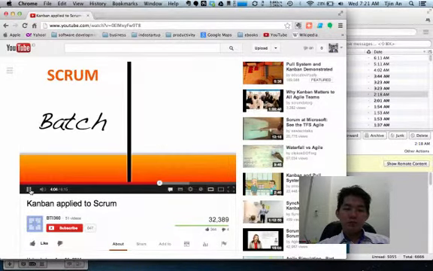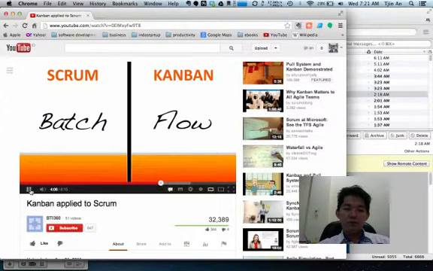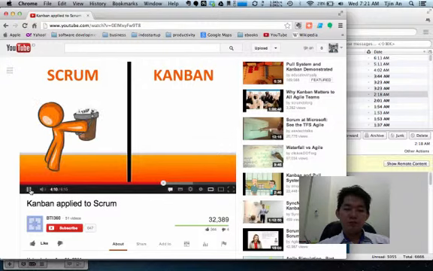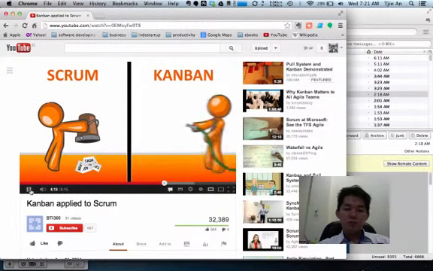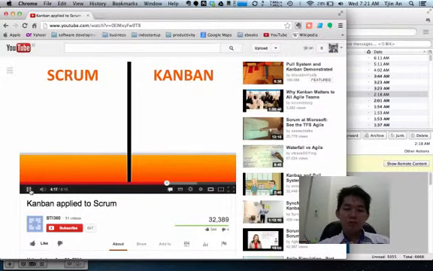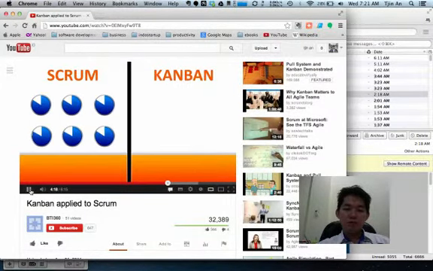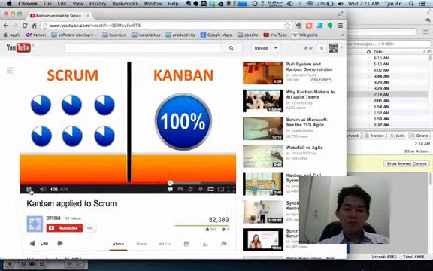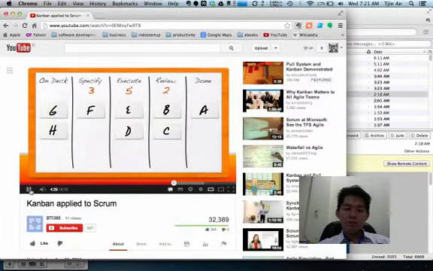Scrum values getting a batch of tasks done, while Kanban values the flow of completed individual tasks. Think of it this way: Scrum delivers features one bucket at a time, while Kanban delivers features in a steady stream. Because of this, a Scrum board may have several partially done tasks in progress at any one time. Kanban takes care of this problem by focusing on getting a task 100% done instead of a bunch of tasks 80% done. Now let's go back to the Kanban board to illustrate this.